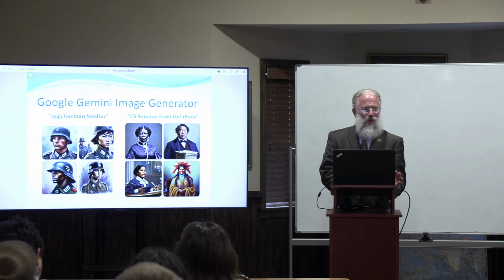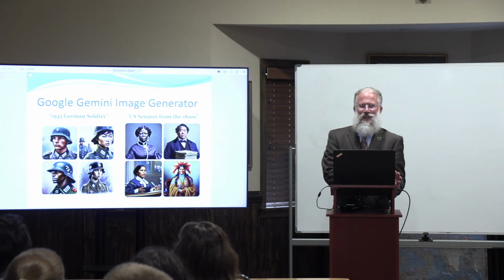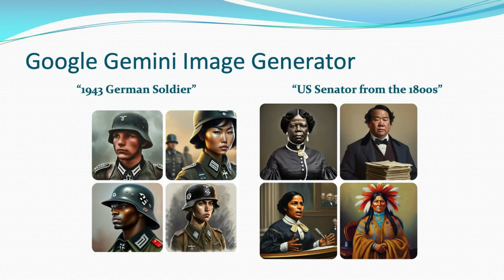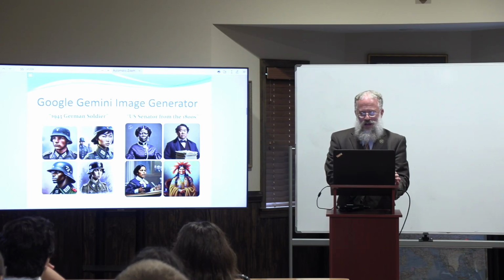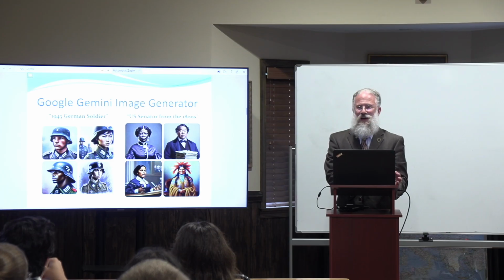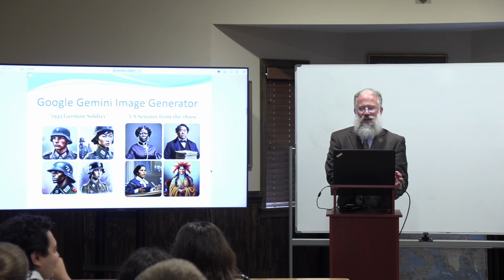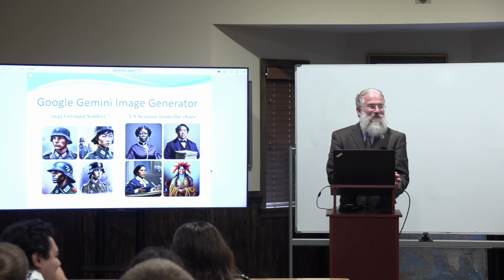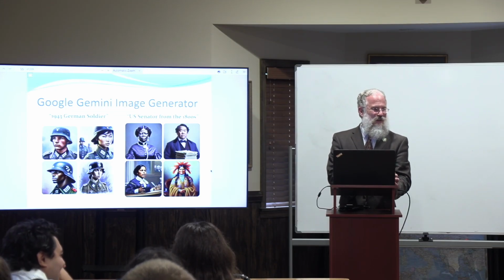Somebody asked it to generate images of a 1943 German soldier. Well, the first guy checks out, but I had no idea the Human Rights Sources Department was so diverse, and I don't think any of these people would be Nazis. And then, sadly, U.S. Senator from the 1800s, maybe this guy, maybe, but sadly, these three ladies would not be serving in the U.S. Senate in the 1800s, right? Because it's trying to be diverse.